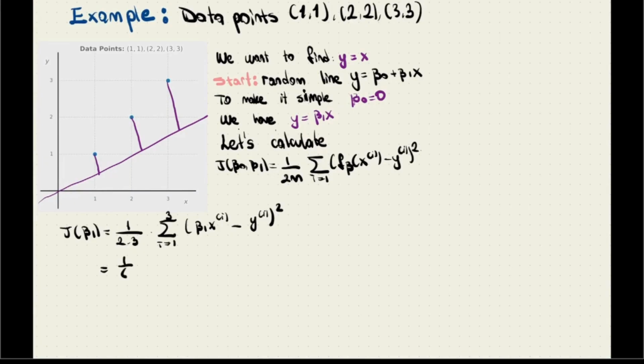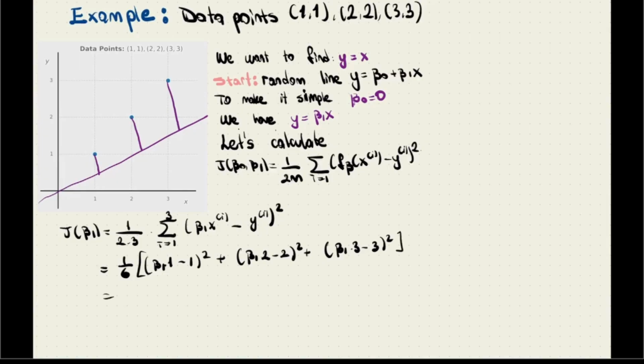We have 1 over 6. First data point is (1, 1). Its x coordinate is 1, so I have beta 1 times 1 here, minus 1, squared, plus the second data point, beta 1 times 2 minus 2, and then squared, plus beta 1 times 3 minus 3, and then squared.